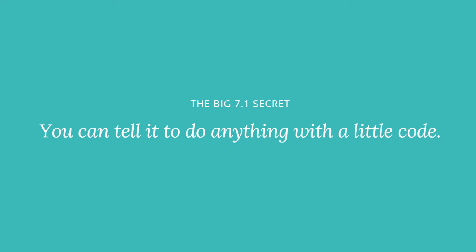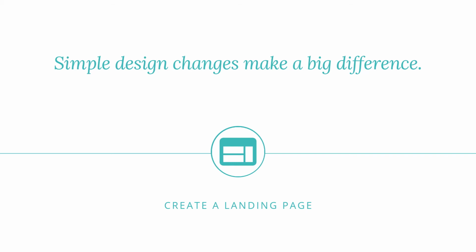So the other big 7.1 secret I want to share with you is that you can tell it to do anything with a little bit of custom code. Some of the design changes that I wrote for you in your guide are how to create a landing page, for example. If you have a freebie or an opt-in that you want to send someone to, you can use a little bit of code to remove the header and footer of a page and just show them the content you want them to see.